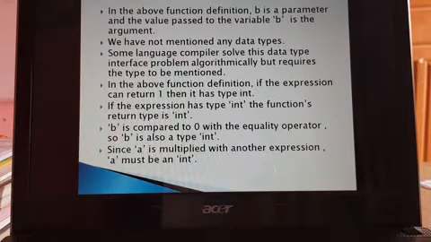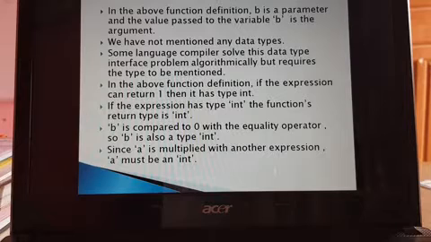In that function definition, b is a parameter because we are testing with b, and the value whatever we are passing to b is called an argument. Here we didn't mention any data types. Some language compilers solve this data type inference problem algorithmically, but some require the type to be mentioned. In Python also, if you are not mentioning the data type, it automatically infers a data type according to the value given.